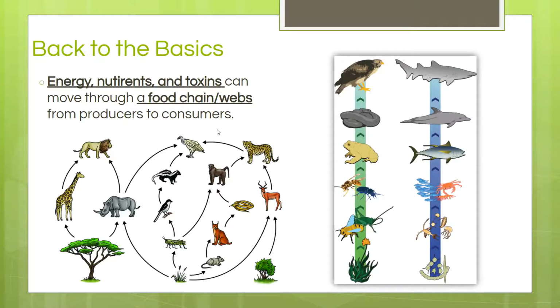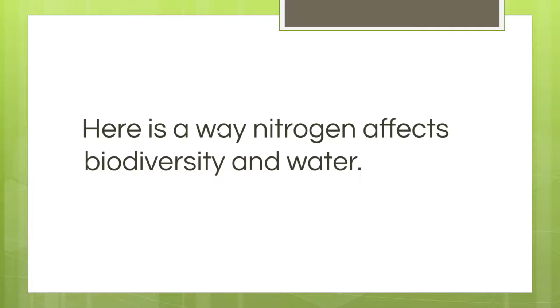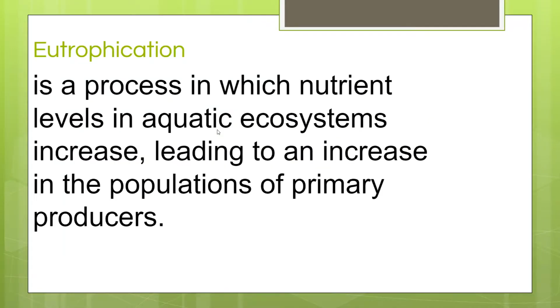Back to the basics. Okay, so remember, energy, nutrients, and toxins can move through a food web or a food chain from producers to consumers. Okay, here's a way nitrogen affects biodiversity and water. Eutrophication. Okay, eutrophication is a process in which nutrient levels in an aquatic ecosystem increase, leading to an increase in the populations of primary producers.